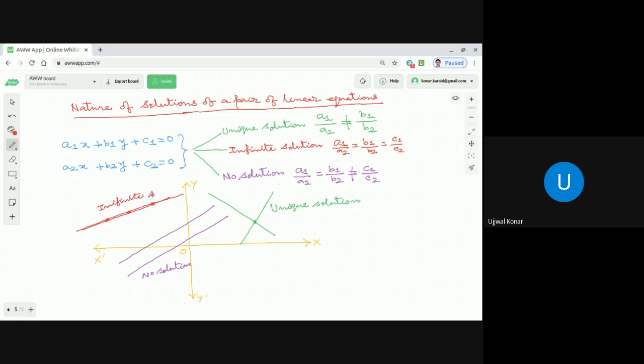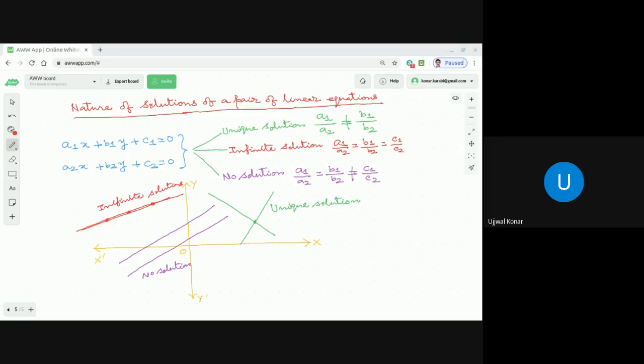Infinite solutions. Correct, dear students? So you understood the conditions through which we can conclude whether a pair of linear equations has a unique solution, or an infinite number of solutions, or no solution. Let us take an example to understand the case.